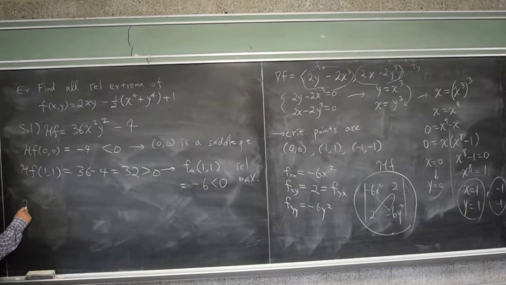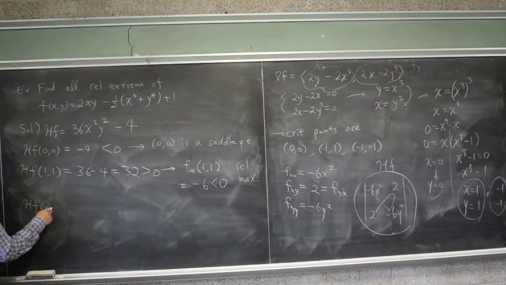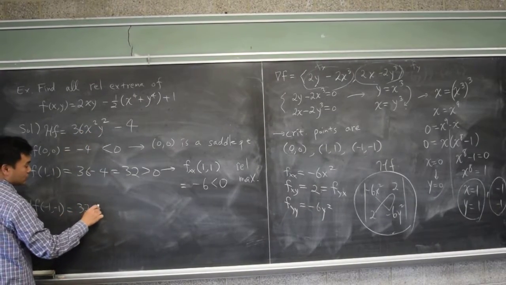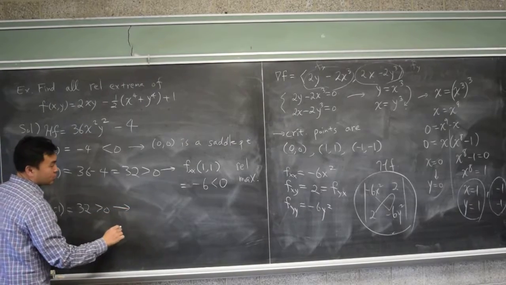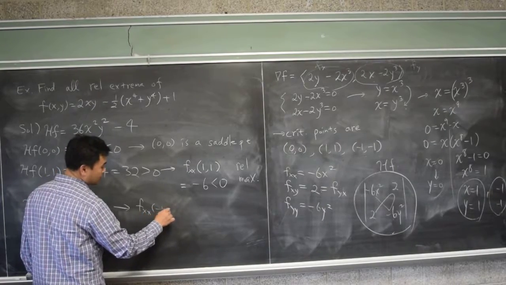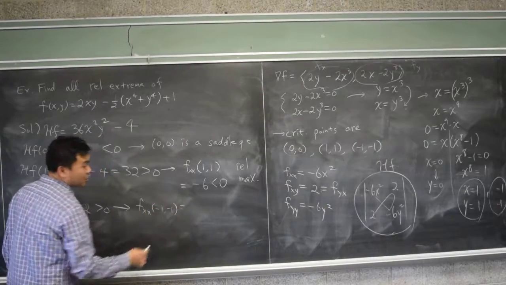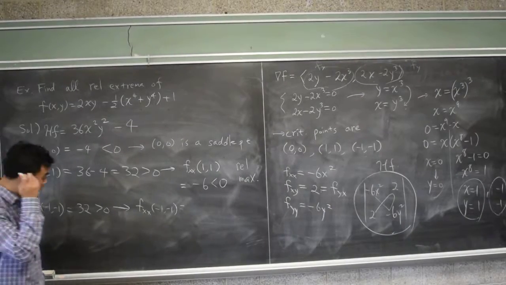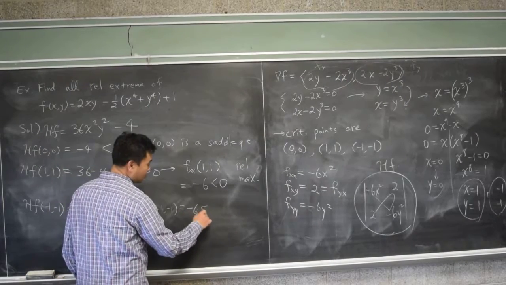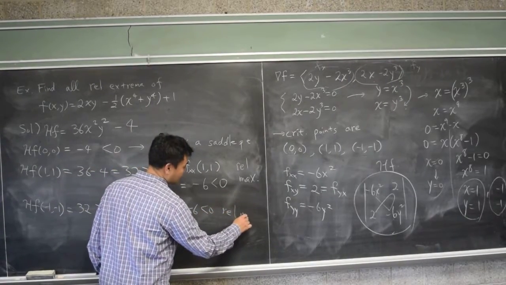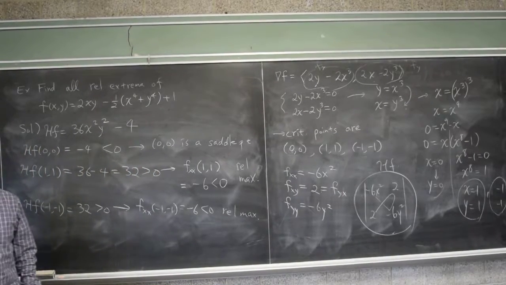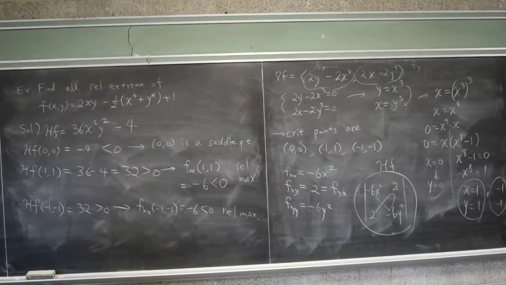And then H of f at negative 1, negative 1. Because you're squaring it, you get the same value. Which says that f_xx at this number will determine whether it's a relative max or relative min, and it's still negative 6, so it's a relative max. So that means this function has 2 relative max points and 1 saddle point.